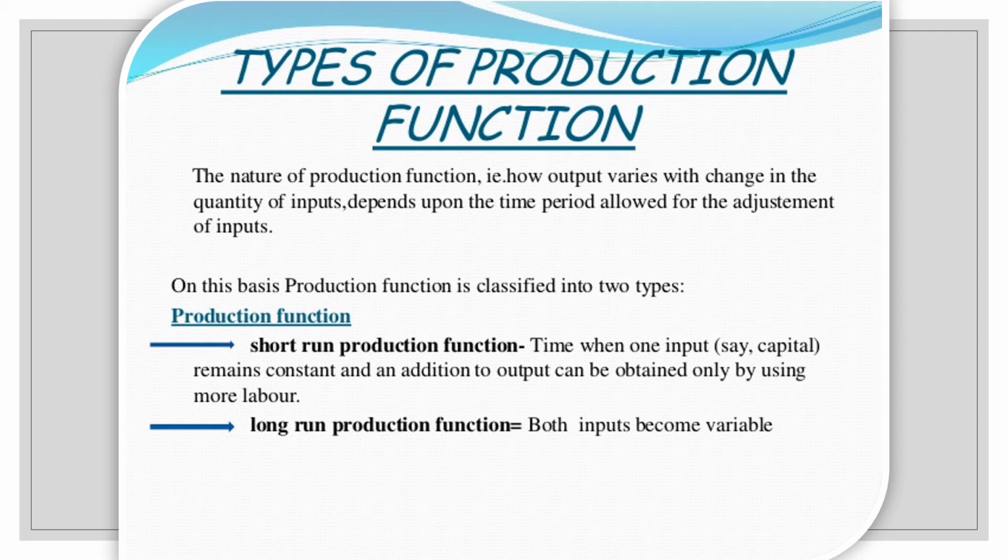That is why the kind of function where only one factor of production is variable and the rest are all constant becomes a short-term production function. Long-run production function. Over here, both inputs become variable. That is, in the long run, you can purchase machinery also, or you can employ more labor also, or vice versa, or both of them. Here, all the factors are variable, because you have more time to produce goods.